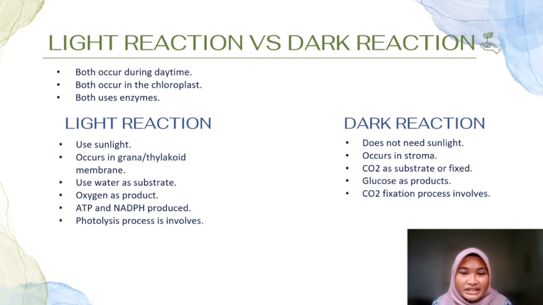Light reaction versus dark reaction. The similarities of light reaction and dark reaction are that both occur during daytime, both occur in chloroplasts, and both use enzymes. Light reaction uses sunlight, occurs in grana or thylakoid membrane, uses water as substrate, and oxygen as product. ATP and NADPH are produced, and the photolysis process is involved. For dark reaction, it doesn't need sunlight, occurs in stroma, uses CO2 as substrate, glucose as product, and the CO2 fixation process is involved.